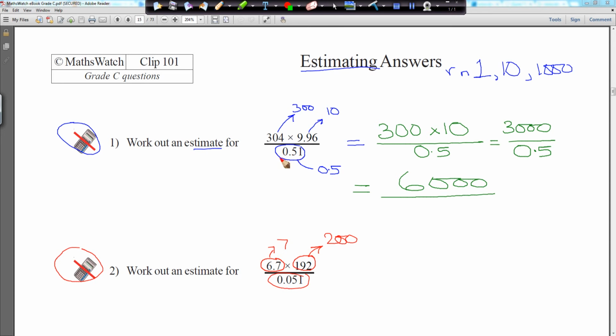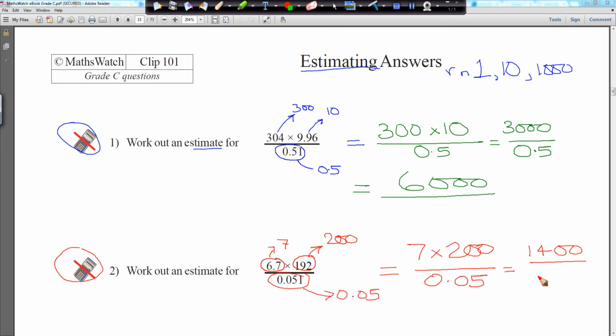0.051 is very similar to this number over here, with the extra naught in it. We'll round that off to 0.05. Let's carry on the question. So 6.7 became 7. Multiply that by 192 became 200, all divided by 0.05. Now, 7 times 200 is, we do 7 times 2, which is 14, and then we add the two zeros back on.